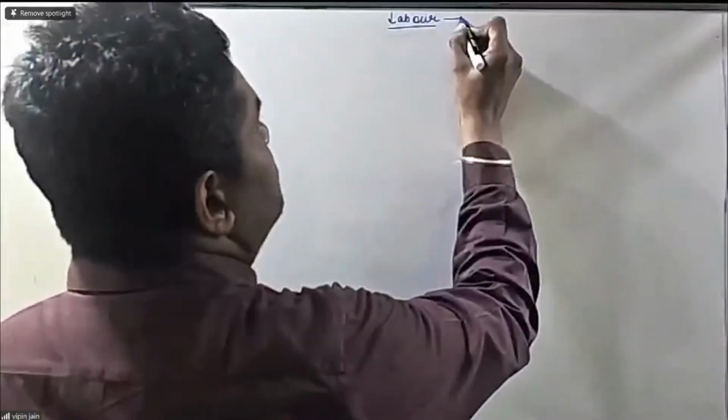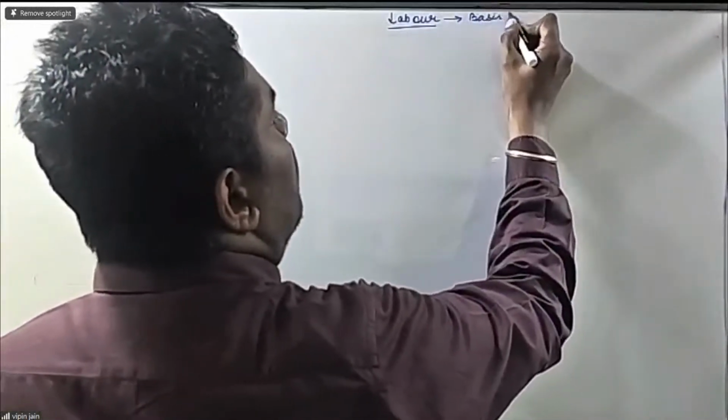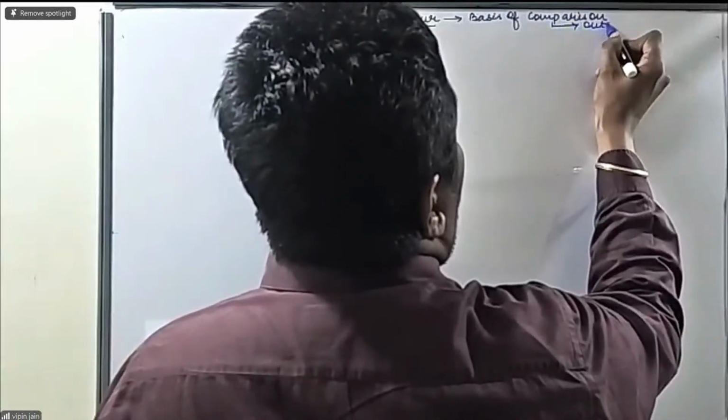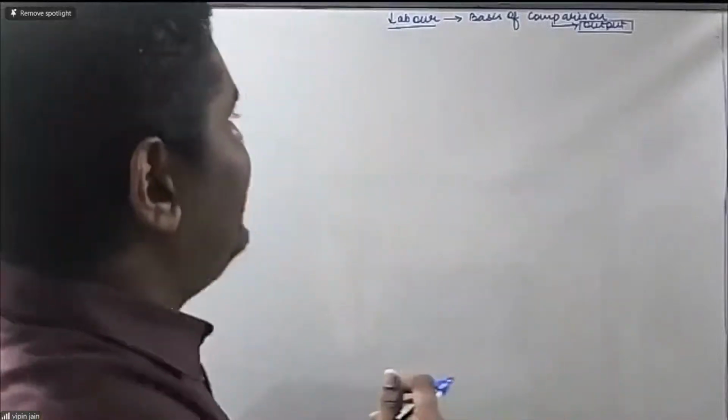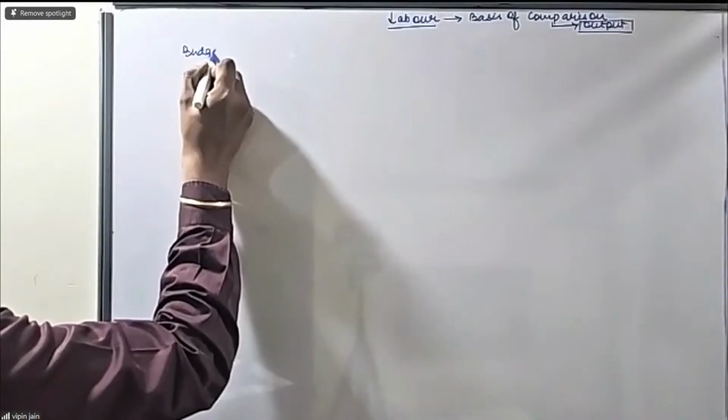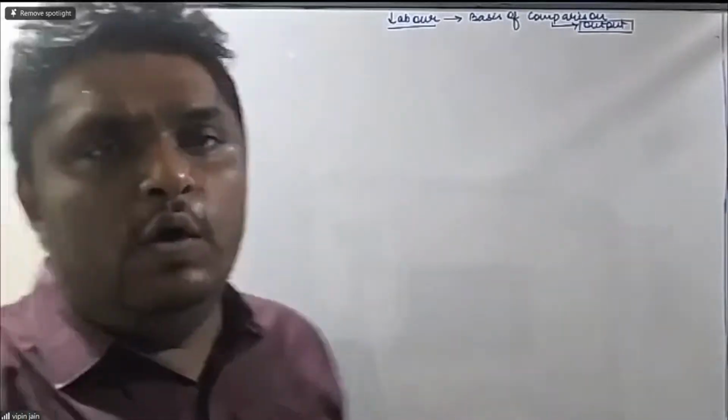Now, in material, the basis of comparison is output. Same in labor also, the basis of comparison is what? Output. The basis of comparison is output. So let's take a situation wherein budget is given for 1 unit of output.